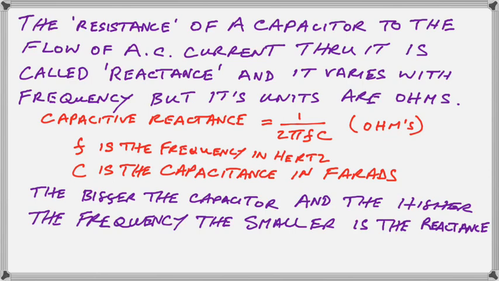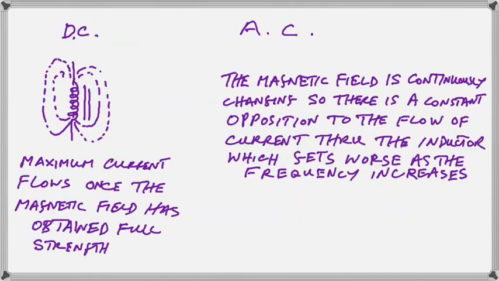So capacitive reactance, there is the formula: X_C = 1 divided by 2 pi f C. We know that C stands for capacitance, f stands for frequency. And therefore we see that as the frequency and/or capacitance increases, the capacitive reactance is going to get smaller, and the conduction through the capacitor is going to be improved. So the bigger the capacitor or the higher the frequency, the smaller will be the reactance.